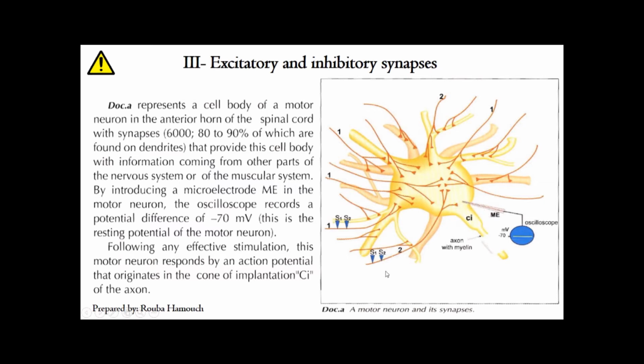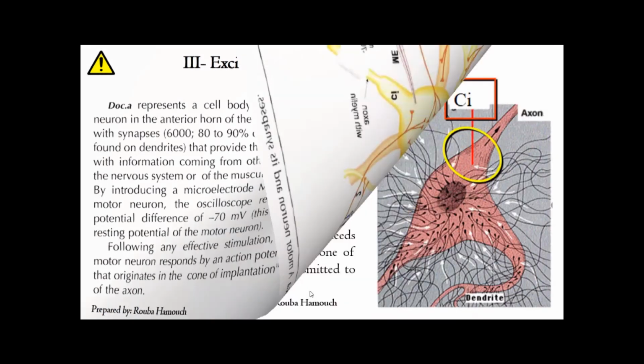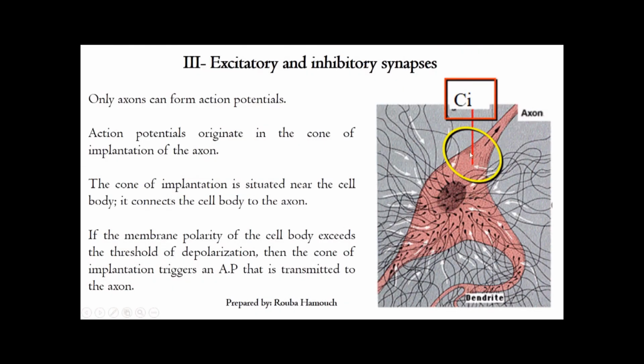What is the cone of implantation of the axon? The cone of implantation of the axon is situated near the cell body. It connects the cell body of the neuron to its axon.